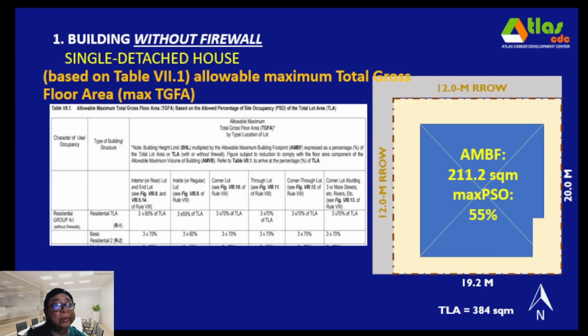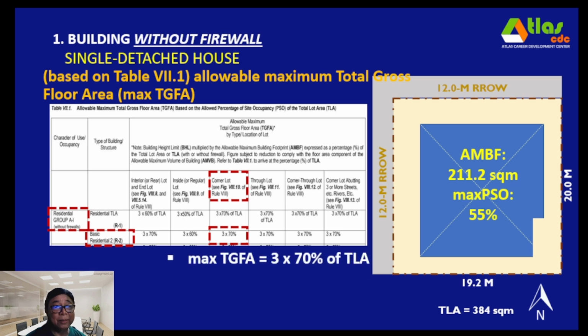So now we go into the computation for the allowable maximum total gross floor area based on table 7.1. Here table 8.1 shows without firewall corner lot basic R2 is 3 by 70%, and that will give you a value of the max TGFA at 806.4 square meters.